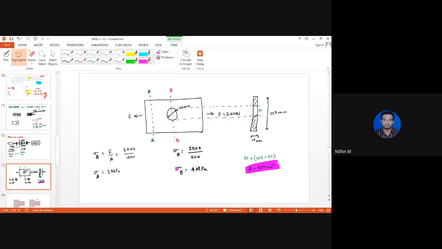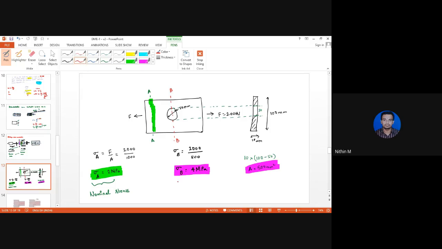Now what is sigma B? Sigma B is the stress induced where there is a hole, whereas sigma A is the stress induced where there is no hole, right? So this particular region which I am highlighting in green is called the nominal region. Thereby this value of stress is called nominal stress.